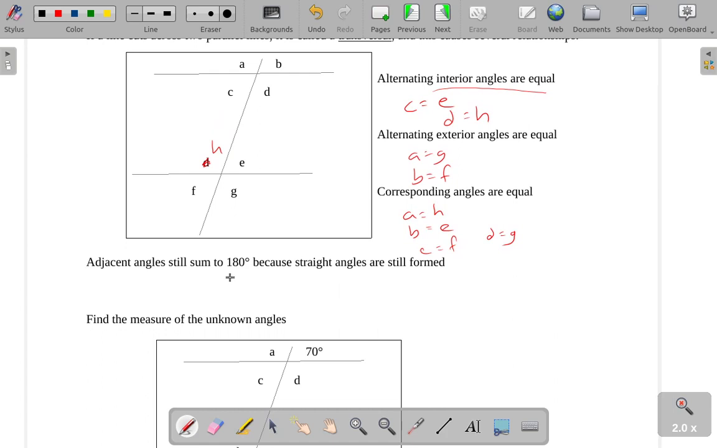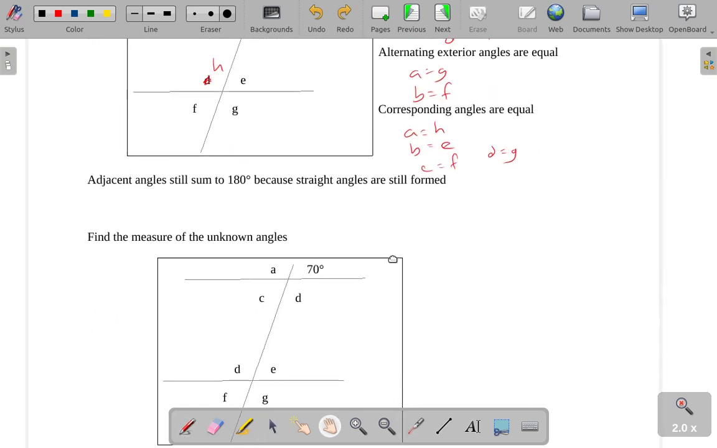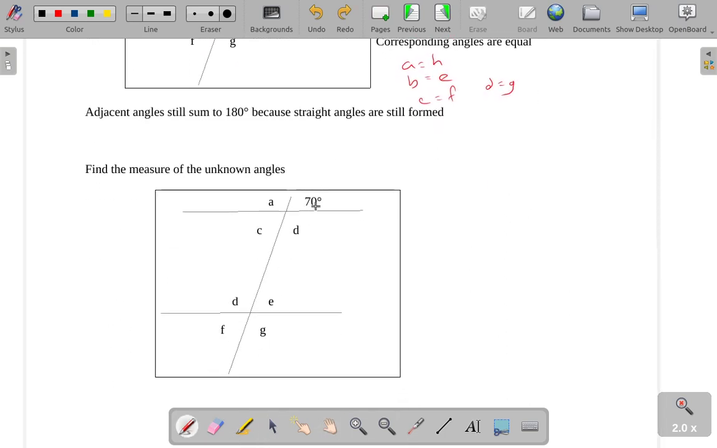Adjacent angles still sum up to 180 degrees, so for instance E and G are still adjacent angles here. And so what this means is that if we have this situation, and if I know any one of these 8 angles, I could actually use these relationships to find all of these angles.